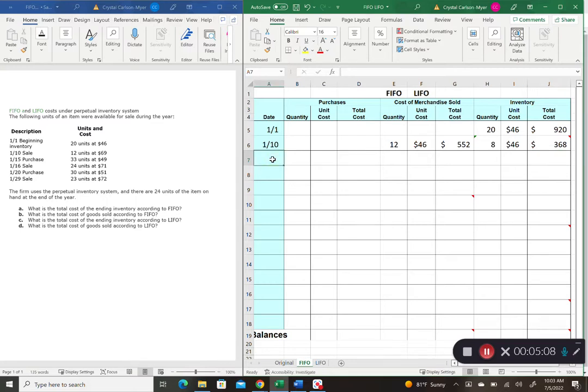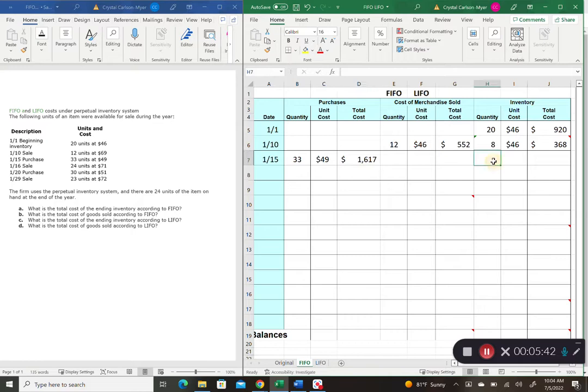All right, now on January 15th, I made a purchase of 33 units. That cost me $49 per unit, for a total cost of 33 times 49, which is $1,617. So now when I put my ending inventory together, I can't just take 8 plus 33, because they don't have the same cost levels. You see, these 8 units cost me $46, but these 33 units cost me $49.